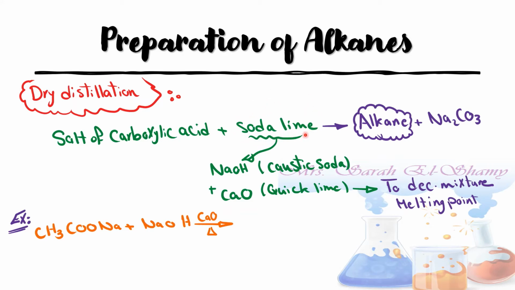What is this soda lime composed of? It's composed of 2 things. The first one, which reacts with the salt of the carboxylic acid, is the caustic soda, or sodium hydroxide, NaOH. The other thing is the quicklime. Quicklime here is calcium oxide. What is the function of this quicklime in the reaction? It aims to decrease the mixture's melting point. So it's just here for decreasing the melting point of the mixture. After that, you will obtain your corresponding alkane and sodium carbonate.